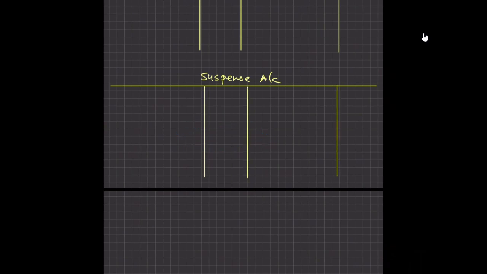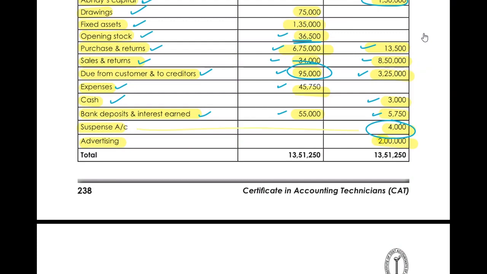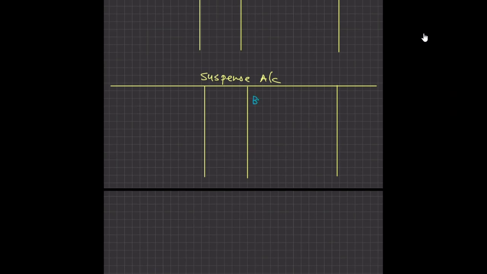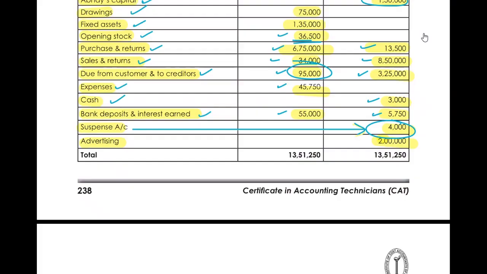So we have a credit balance in the suspense account of 4,000 rupees. We have a credit balance of how much? 4,000 rupees. So we will write it as by balance brought down of 4,000 rupees. Then we have advertising, which is 2 lakh in the credit balance. Okay.